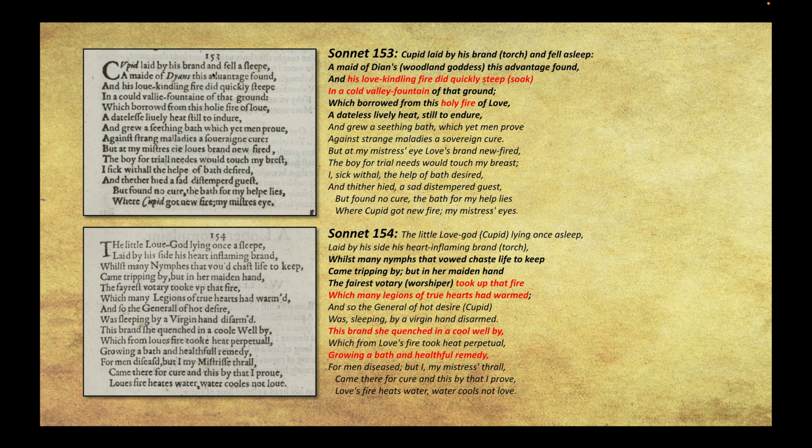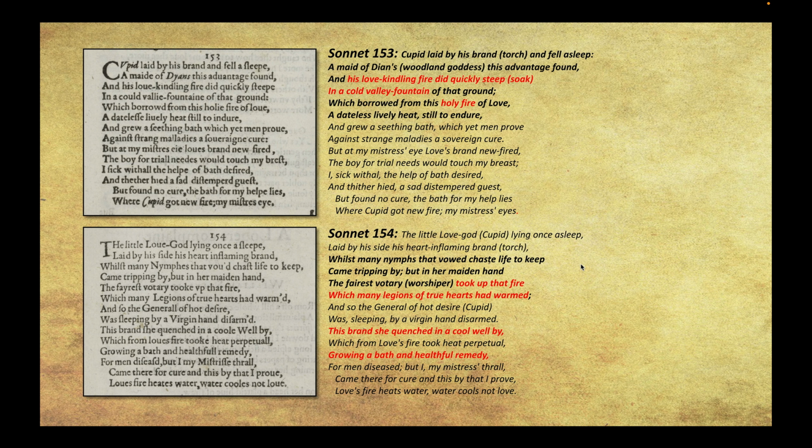Now, 153-154. Cupid laid by his brand torch and fell asleep. A maid of Dian's, woodland goddess, this advantage found, and his love-kindling fire did quickly soak in a cold valley fountain of that ground. And a cold valley fountain, you know, the site up at Gold River has big hills on both sides, so it's in a valley. And it's also cold, of course, because it's river water. Yes, and it's about Dian soaking the Cupid's fire down here.